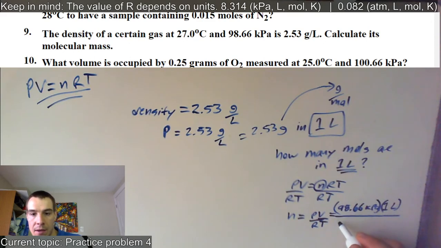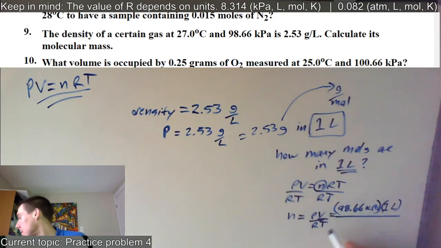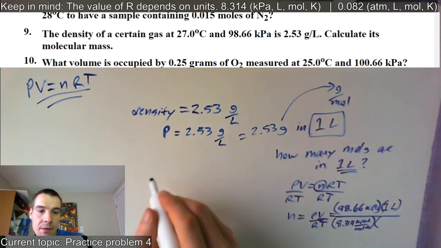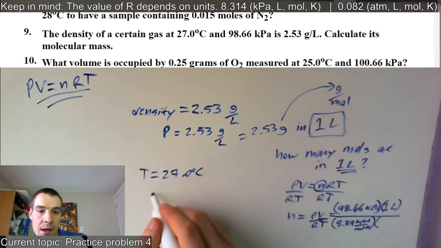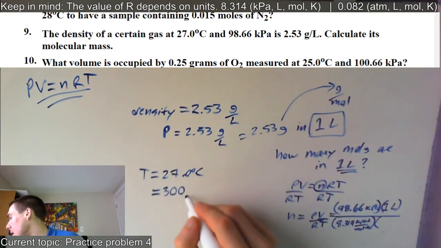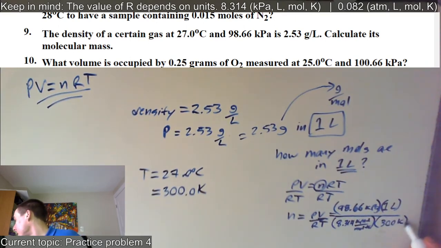Which R are we using? We want the kPa version of R. We look up there. It's the 8.314 kPa liter per mole K. And lastly is the temperature. Oh, I didn't do the temperature. The temperature here is 27 degrees Celsius, which means I have to add 273. Oh, look at that. It's exactly 300 Kelvin. So divide by 300 Kelvin.